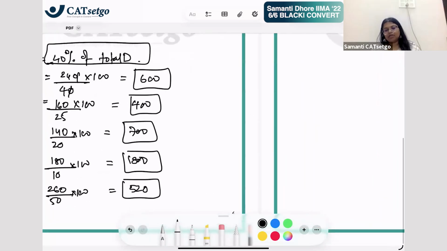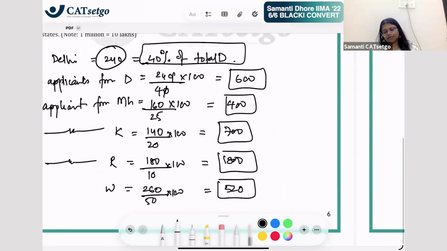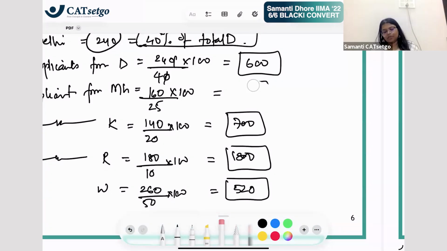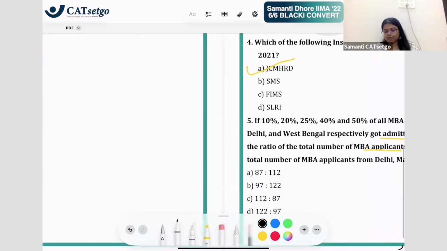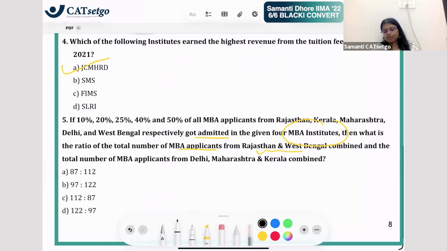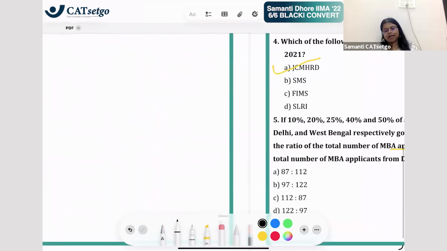So now they are asking us to find, yeah, sorry, this is wrong. By the way, the total would be 4s, 16 4s are 640. Thanks for the correction. 16 4s are 640 should be the thing. So basis this, what do we have? We have to find the ratio between the applicants of Rajasthan and West Bengal combined to Delhi, Maharashtra, Kerala.